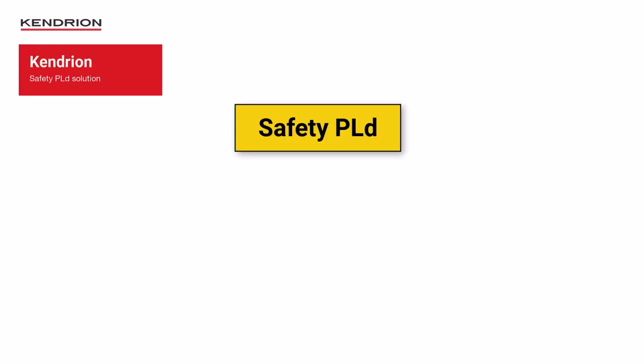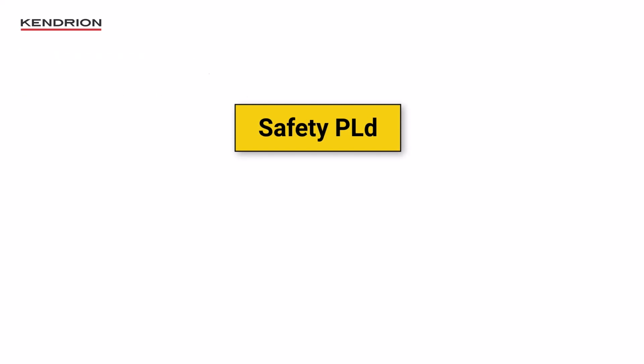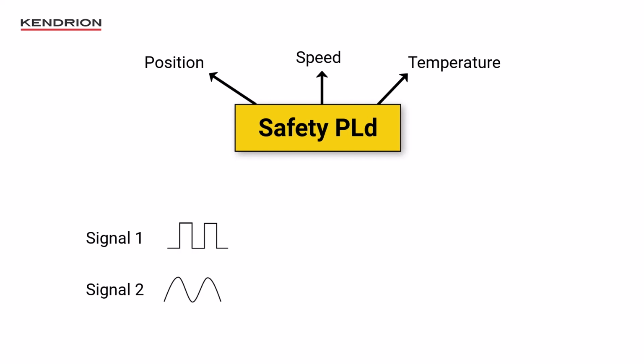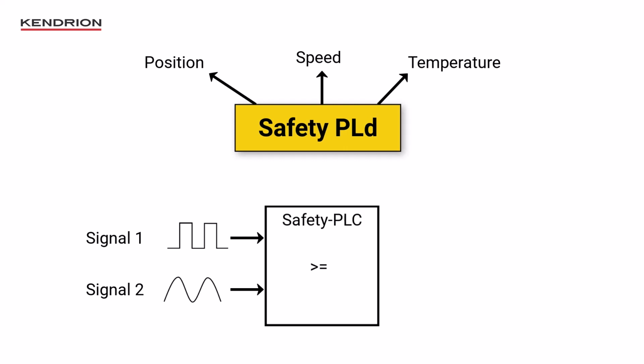Our solution for achieving the PLd safety level. In this example, I will show you using a safe position. But of course, it works just as well with a safe speed or any analog value, such as a temperature. Basically, to achieve PLd, you need two different signal sources, for example, two encoder systems, and also two different communication paths. These two data can now be compared by a suitable safety controller. But let's have a look at the whole thing in the overview.